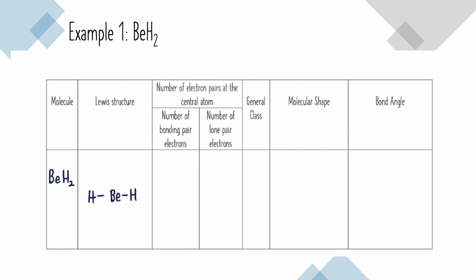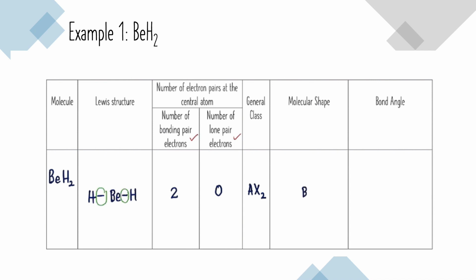For the number of electron pairs at the central atom, we need to count the number of bonding pair electrons and the number of lone pair electrons on the central atom. Let's start with the number of bonding pair electrons. From the Lewis structure, we can see that the central beryllium atom has 1 and 2 bonding pair electrons. So here it should be 2. The number of lone pair electrons would be 0 because beryllium doesn't have any lone pair electrons on it. The general class would be AX2.